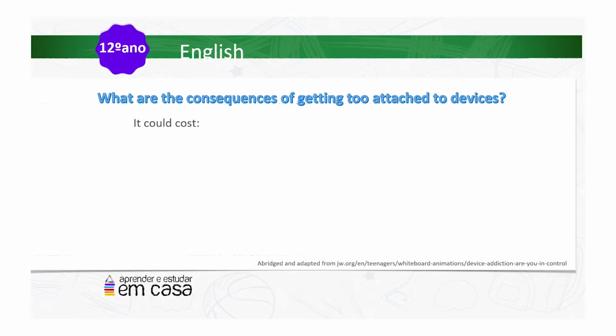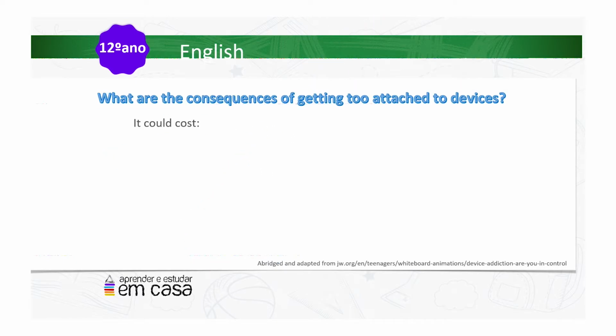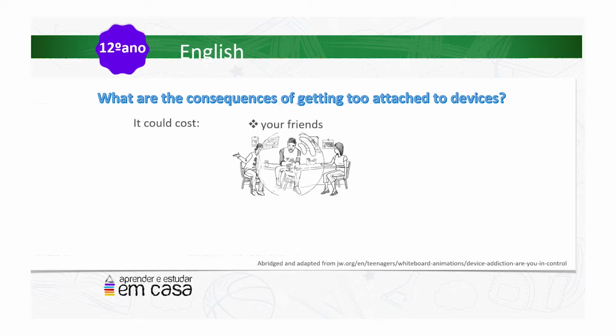So, a few consequences. There are consequences for us if we get addicted to our devices. Let's see the consequences here on the slide. It says you could lose. What you could lose? Your friends. You could lose your school, or even you could lose your life, okay?